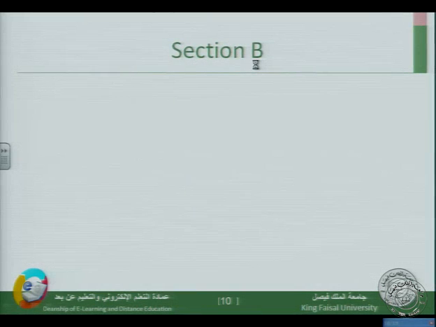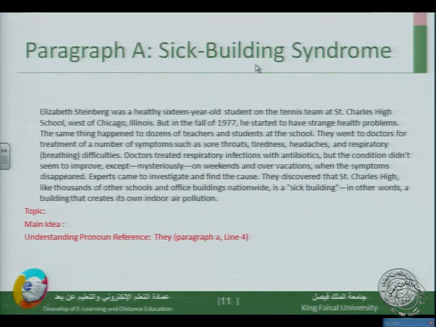Okay, in section B, we're going to discuss another paragraph, and this paragraph is talking about sick building syndrome. And in these paragraphs we will do the same strategies, identifying the topic and the main idea, and we will do some exercises regarding pronoun reference. So today, this is the second day of practicing. Okay.